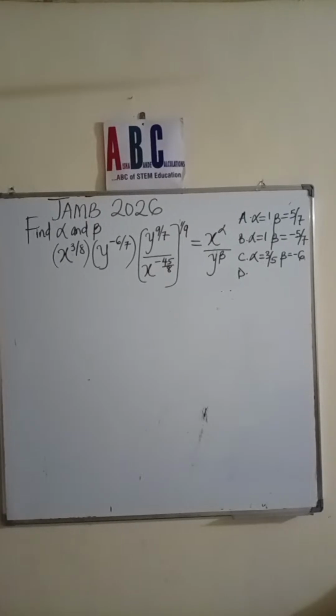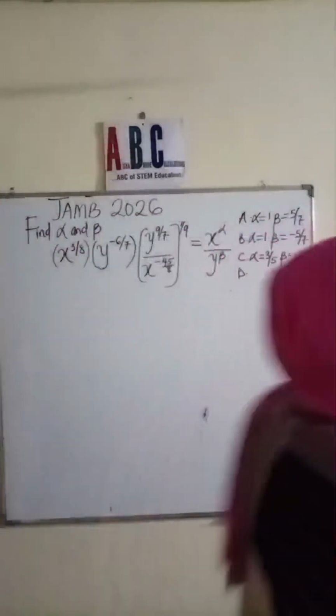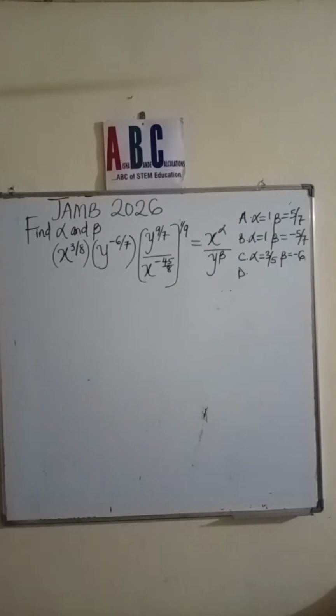Guys, keep tapping on your screen, please. I have just 3 options here. Keep tapping. Alpha is 1, beta is 5/7.